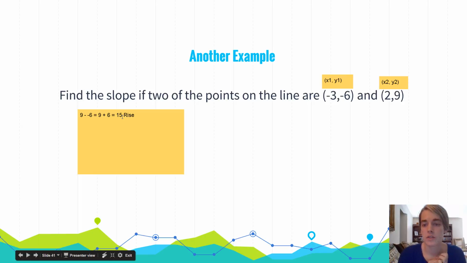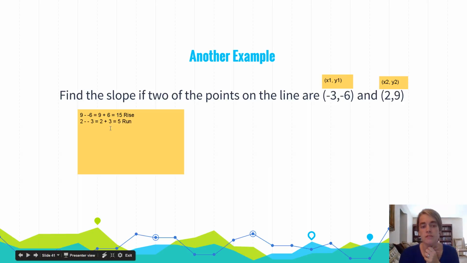Our run, those are our x values, are 2 and -3. So 2 subtract -3. Again, we've got two negatives kind of squished together here, so it morphs into a positive.